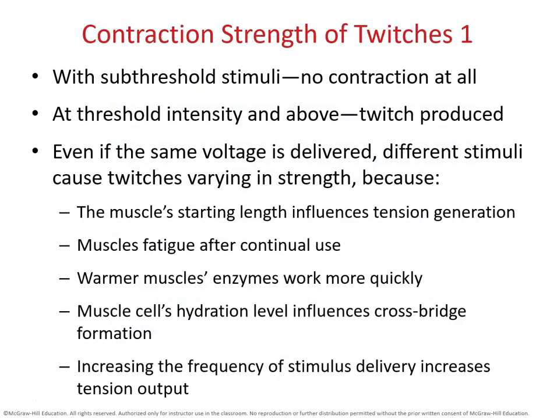So we talked about before, if the stimulus does not reach the level of the action potential, we can say it's sub-threshold, and nothing happens. The muscles are not activated by a sub-threshold stimulus if the action potential is not reached. If the threshold is reached, then we have the twitch produced.